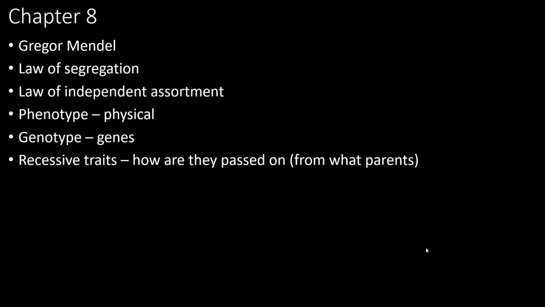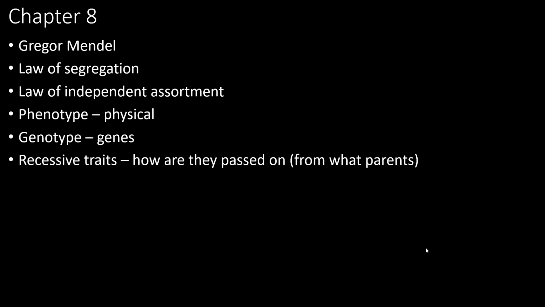The little letters are the recessive traits. Recessive traits can be hidden by a dominant trait. So you have big T, little t. The little t is hidden, and these get passed on from parents. And if two little letters get put together, then you will actually see the recessive trait.